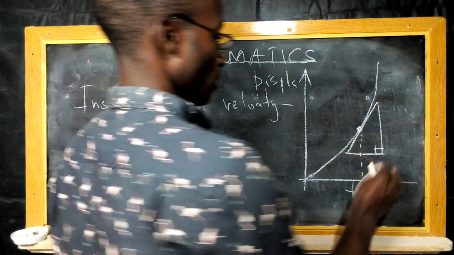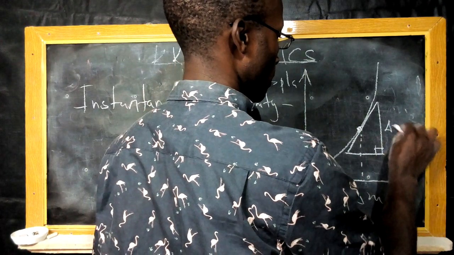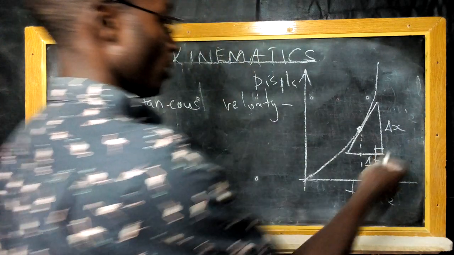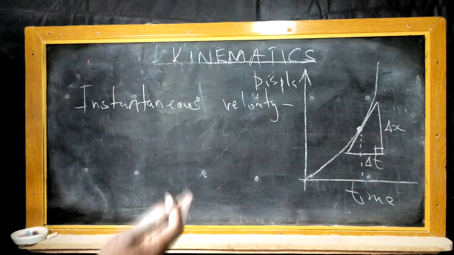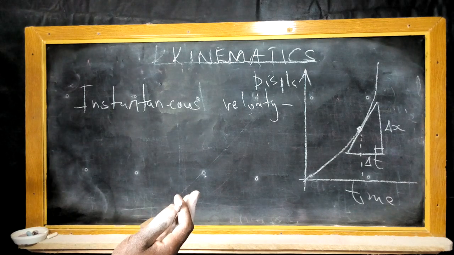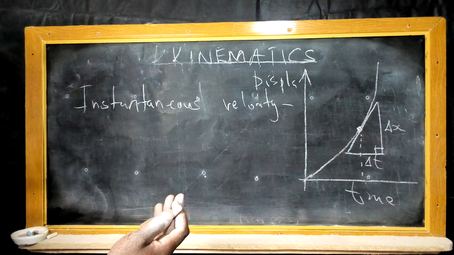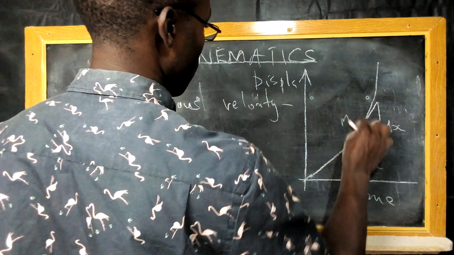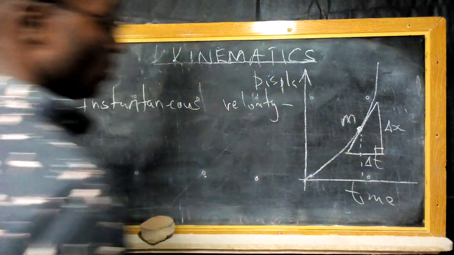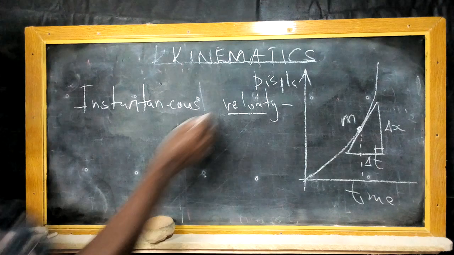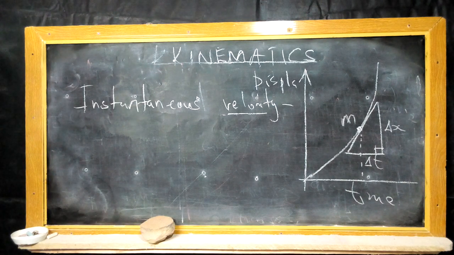So that will be the change in displacement over change in time. Of course, we know that the gradient is given by the change in y-axis over change in x, and that one gives us m, generally, which refers to the gradient. So the gradient will produce what we call instantaneous velocity. So generally, that is the definition for that.